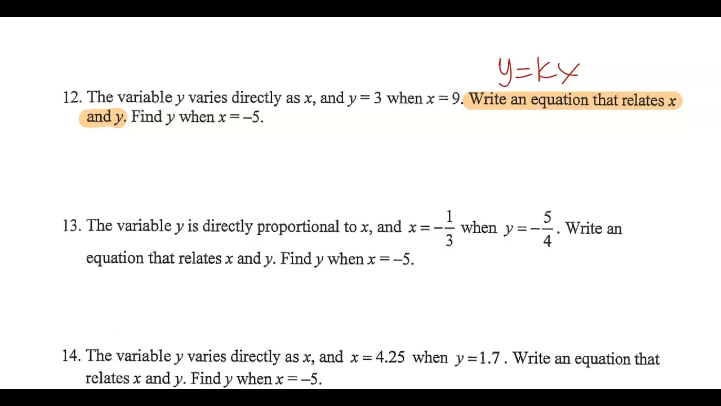So, the way that you know it's a direct variation as well is because of this sentence. Y varies directly as x. That's going to tell you, kind of more supplemental help, that this is going to be a direct variation. Okay, so I have this information. I know I need to write the equation, and I know I need to also find, based on this last sentence, y when x is negative 5.